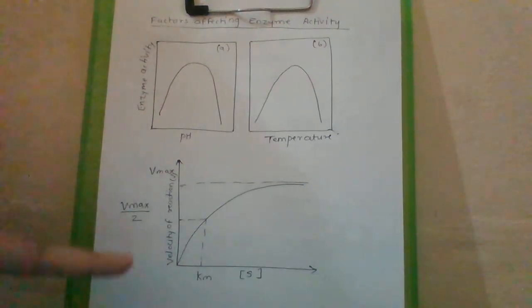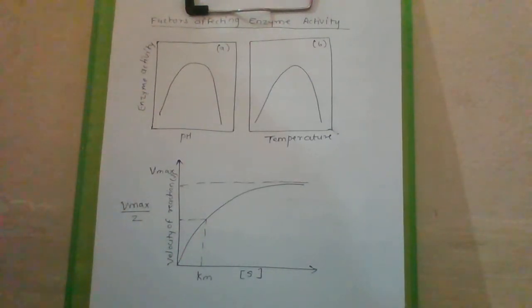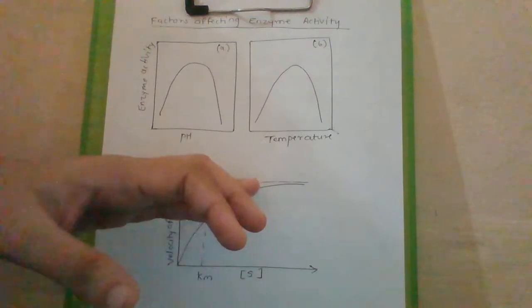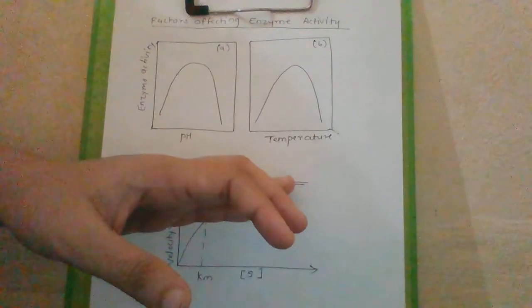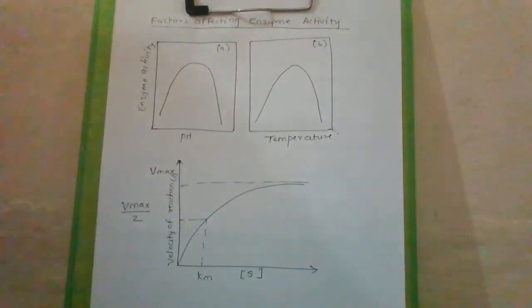Now see the concentration of substrate. With the increase of substrate concentration, the velocity of enzymatic reaction rises first. Up to this point, the speed or velocity of reaction increases. After a certain point, the speed is stable. The reaction ultimately reaches a maximum velocity, Vmax, which is not exceeded by any further rise in concentration of substrate.